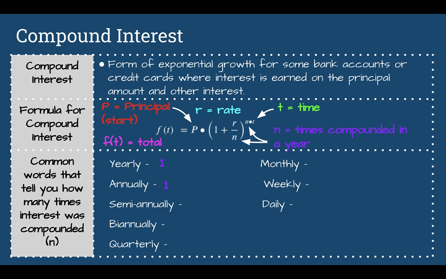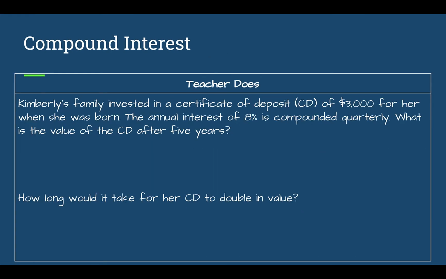If you see semi-annually or biannually, that means it was compounded twice in a year. Quarterly would mean 4 times in a year. Monthly, 12 times. Weekly, 52. And daily, 365. Again, these tell you how many times that thing happened in a year.